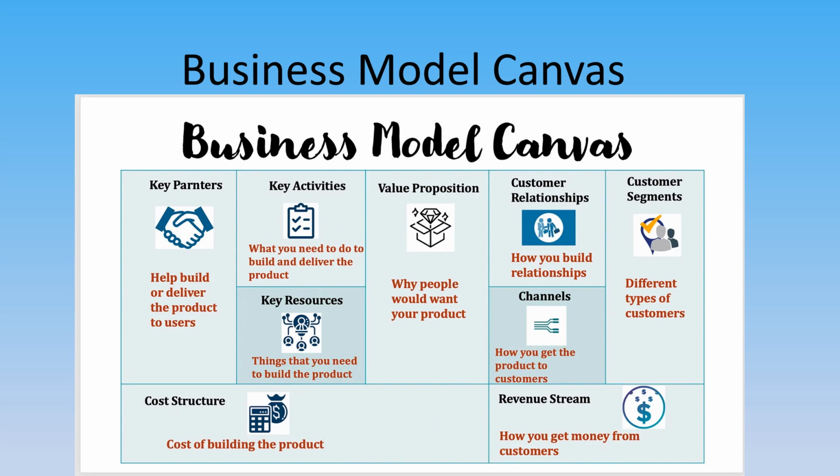Here's an image of the business model canvas. The business model canvas has 9 building blocks. From left to right we see the following building blocks: key partners, key activities, key resources, cost structure. Then in the middle we have value proposition. Next, customer relationships, channels, customer segments, and revenue streams.